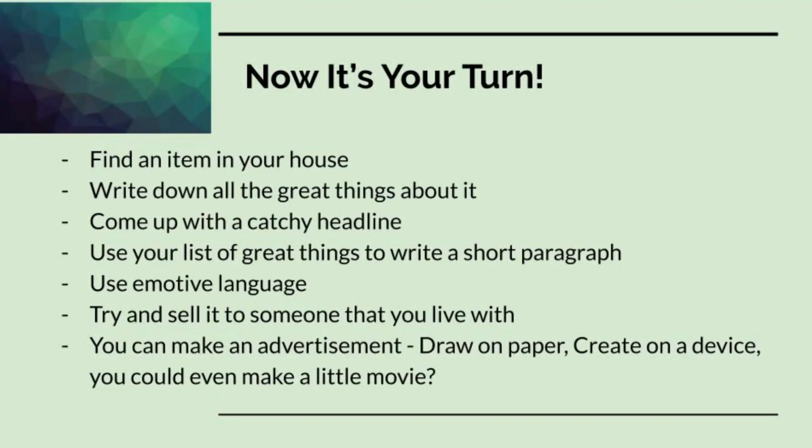So now that it's your turn, have a read through of all the things we need to remember. First of all, find an item in your house, write down all the great things about it, come up with a catchy headline, use your list of great things to write a short paragraph, use emotive language, try and sell it to someone that you live with, and you can make an advertisement. You could make this advertisement on a piece of paper, or you might have an app on an iPad or a device that you've got. You can come up with even a little video to try and sell an item in your house. I know you're all very creative and you'll come up with something wonderful.